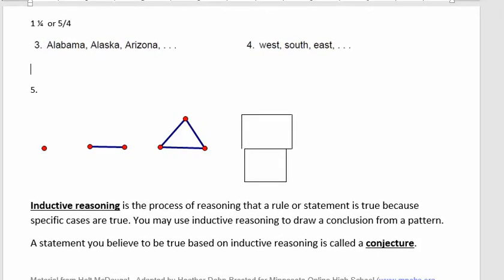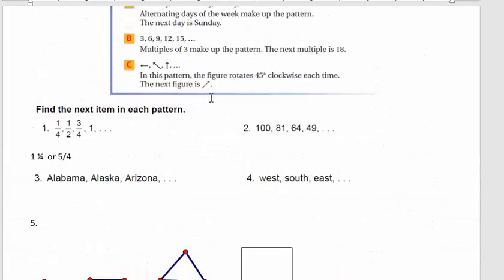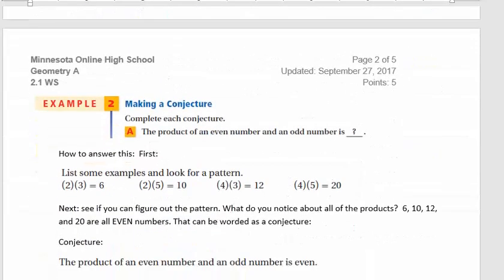All right, inductive reasoning. Here's a new vocabulary word. Inductive reasoning is the process of reasoning that a rule or statement is true because specific cases are true. We just used inductive reasoning. When you're trying to figure out what happens next from a pattern, that's inductive reasoning. When you make a statement based on inductive reasoning, that's called a conjecture. So we made a conjecture that the next number in this sequence would be 5/4. We made a conjecture that the next shape in this sequence would be a square or a rectangle. And we used inductive reasoning to get to that point.